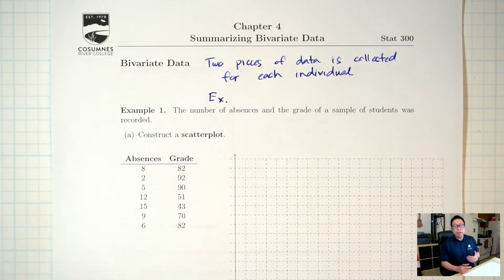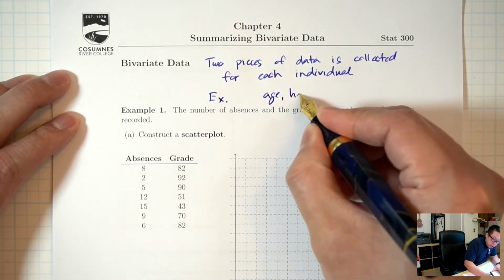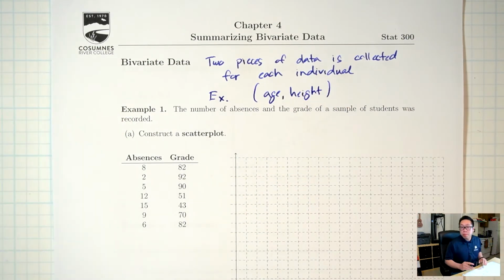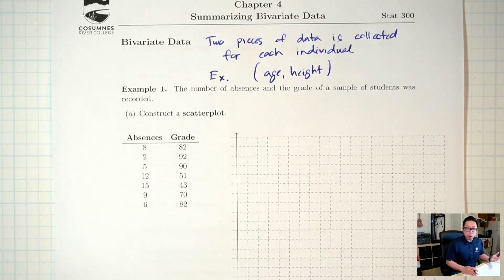For example, I can ask each person their age and their height. And usually we're going to pair them up as an ordered pair, like XY coordinates. The main type of graph for bivariate data is going to be a scatter plot.